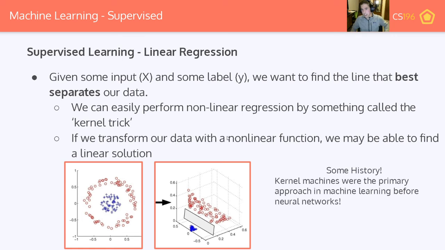The reason I mentioned this is this is really the primary approach in machine learning before neural networks. Kernel machines is what we call them. So if you want to go into machine learning, this is probably something you should at least know the history of a little bit. So I thought it was important to mention.